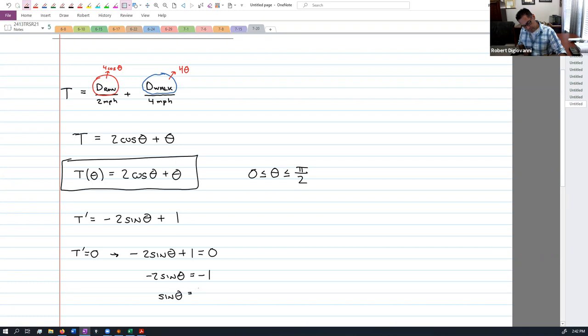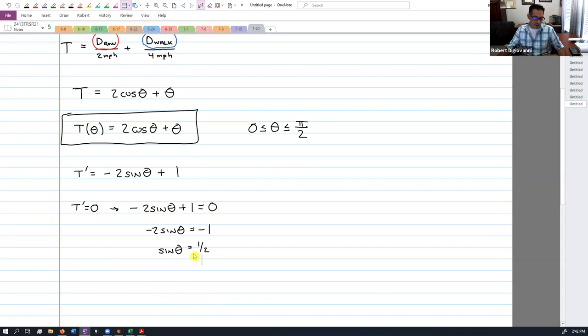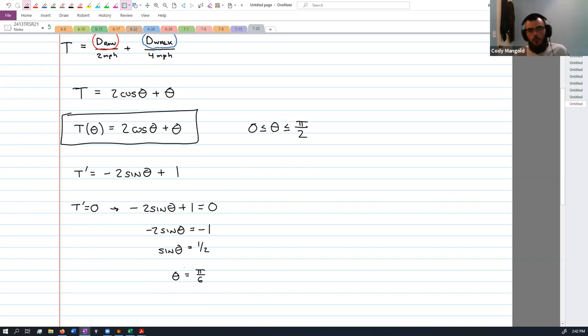At what angle is sine theta one half? Is it gonna be pi over six and five pi over six or seven pi over six? Yes, but we are restricted between zero and pi over two. So there is only one answer. Theta is pi over six. Any questions? We're almost there.